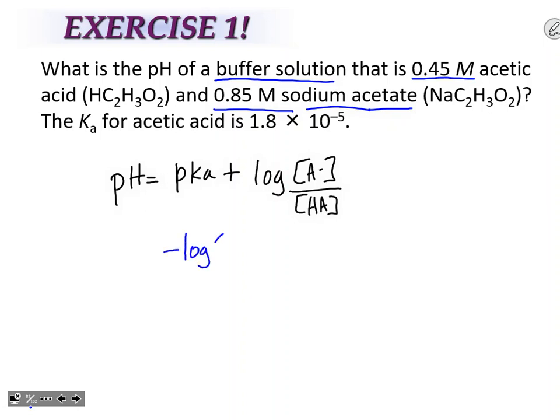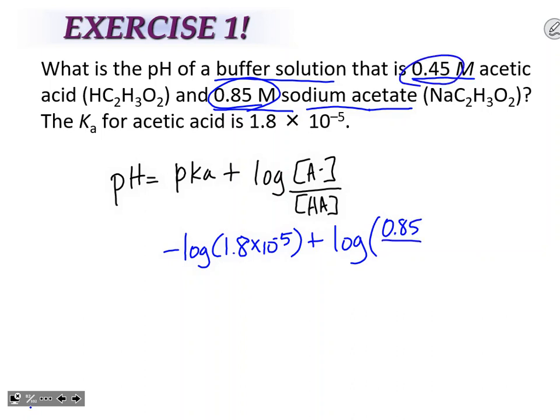So negative log 1.8 times 10 to the minus 5 plus the log of, now look for the base, 0.85 over the acid, 0.45. And we will get our pH over here. So you calculate that. Negative log 1.8 times 10 to the minus 5 plus the log.